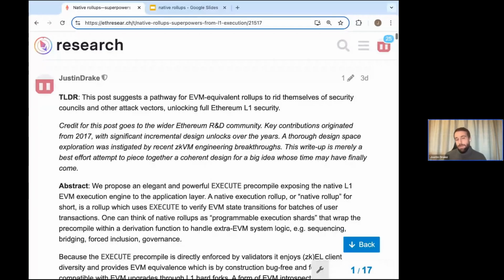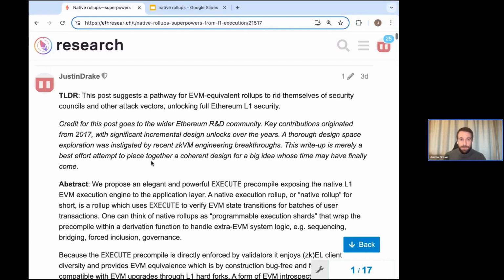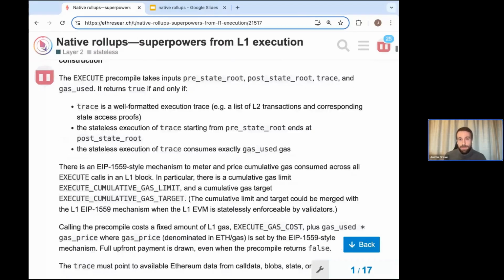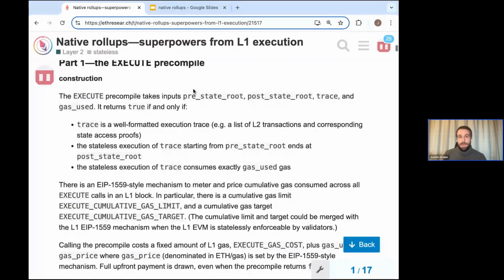So the specific proposal of this write-up is to introduce a new execute precompile that takes various inputs. It takes a pre-state root, a post-state root, and a trace. Those are the three main inputs. There's another one here which I'll discuss later. But these two state roots here are EVM state roots.